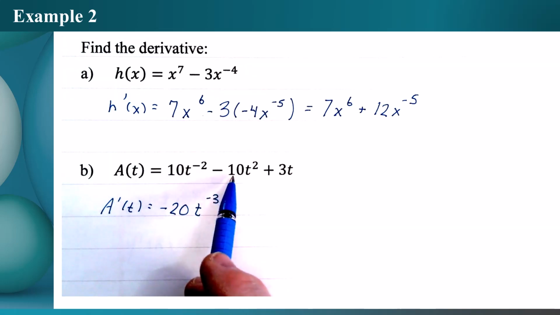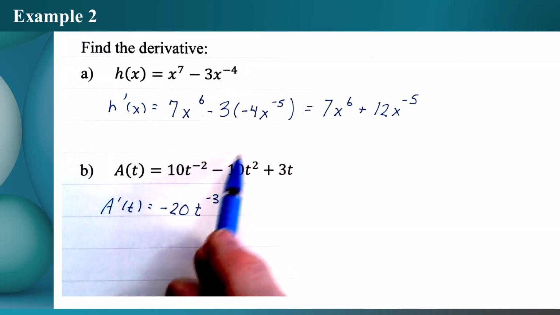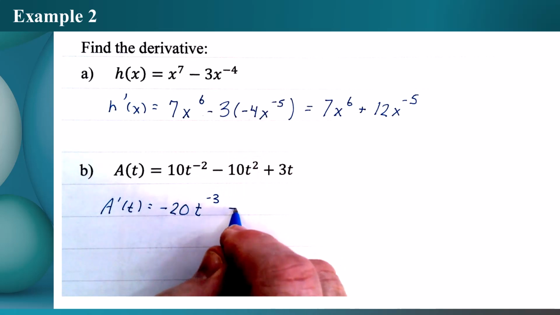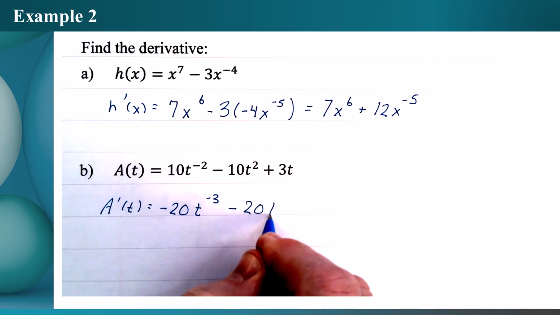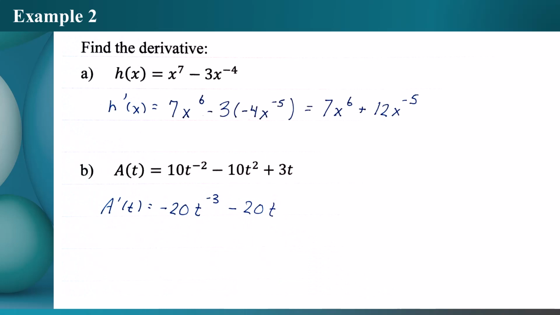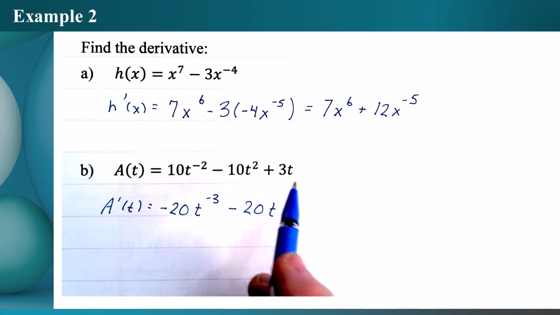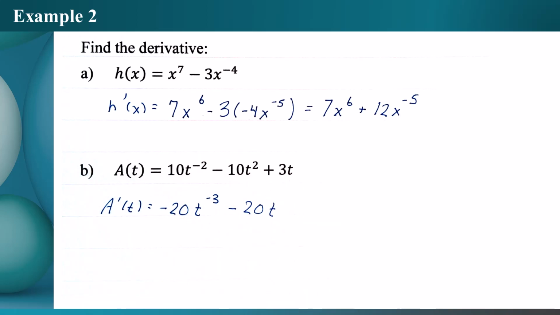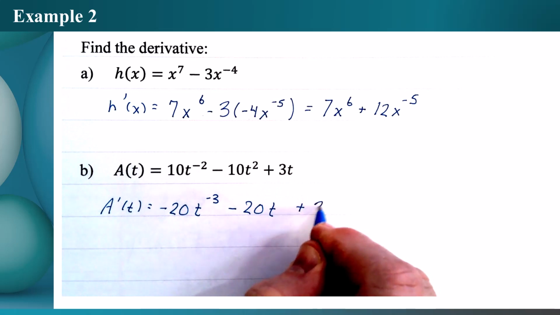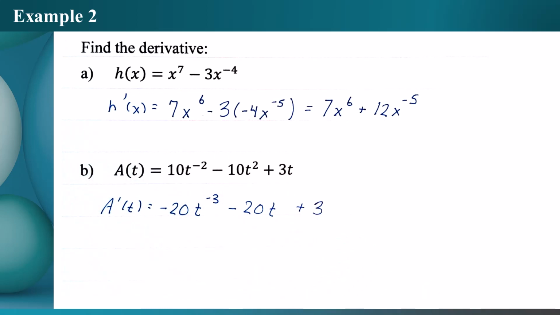Over here I have a negative 10 out front, and I'm going to bring this 2 down, so that's going to give me a negative 20. And when we subtract 1 from the exponent here, we get t. This is a linear function, 3 times t, so the derivative there will just be 3, and we found our derivative.